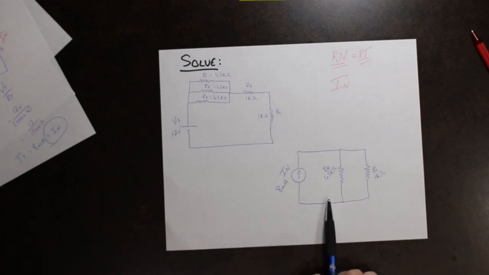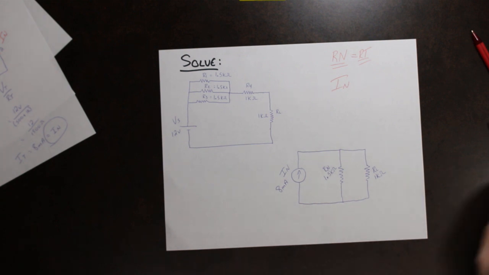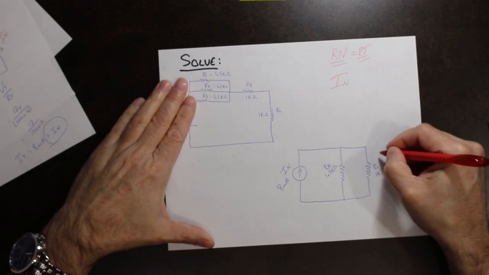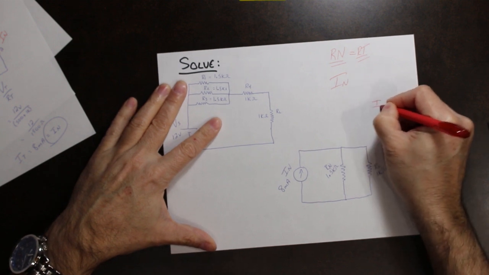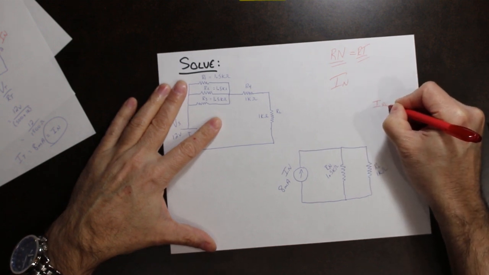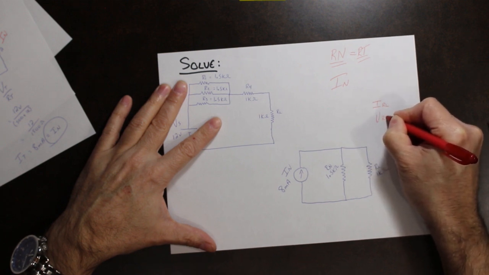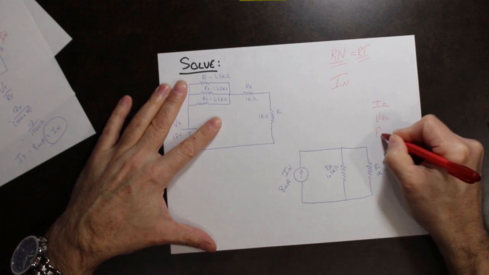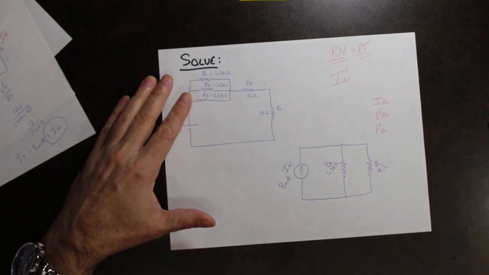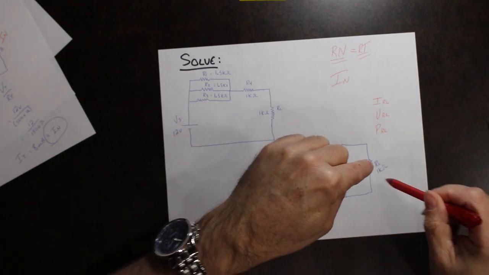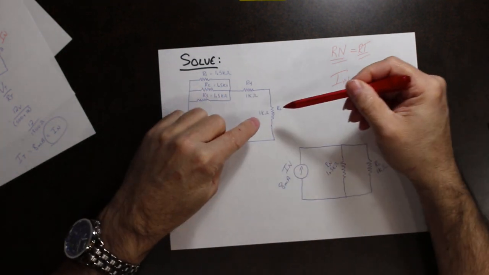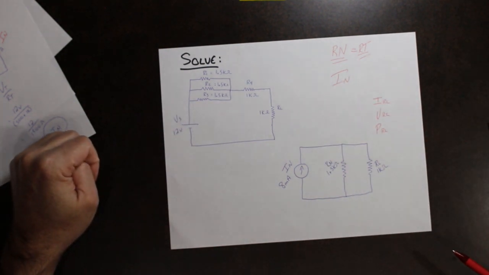Here is Norton's equivalent circuit. Now, if this was true, so that means if these two circuits are the same, then the current through RL, the voltage across RL, and the power of RL must be the same in this circuit as they are in this circuit.